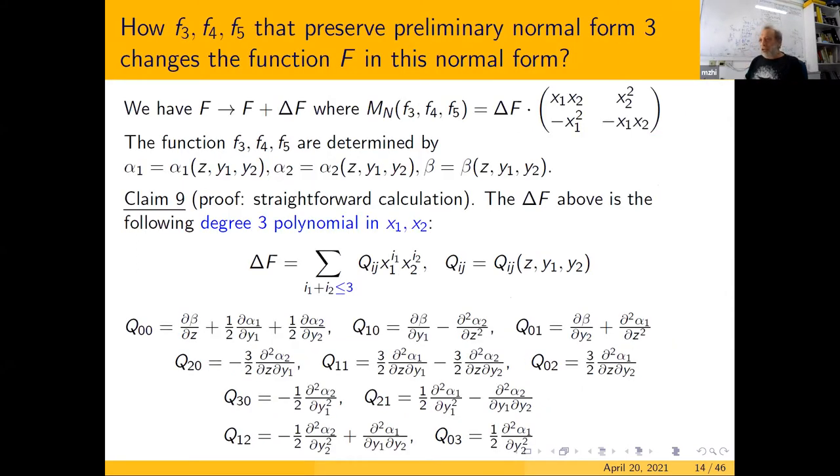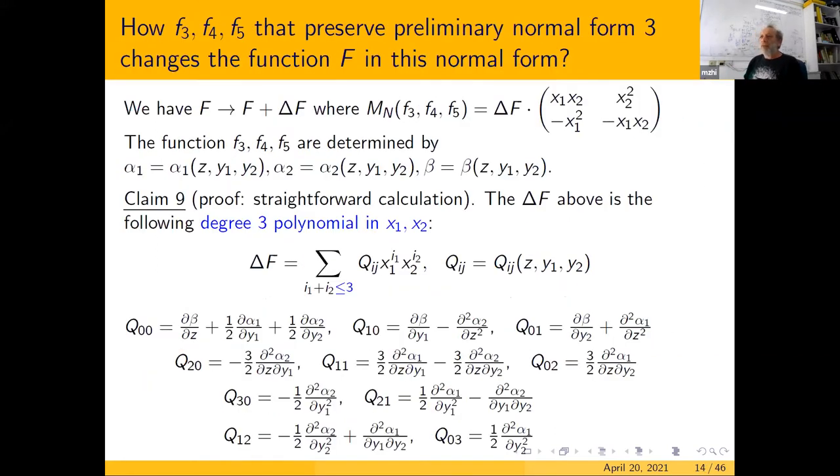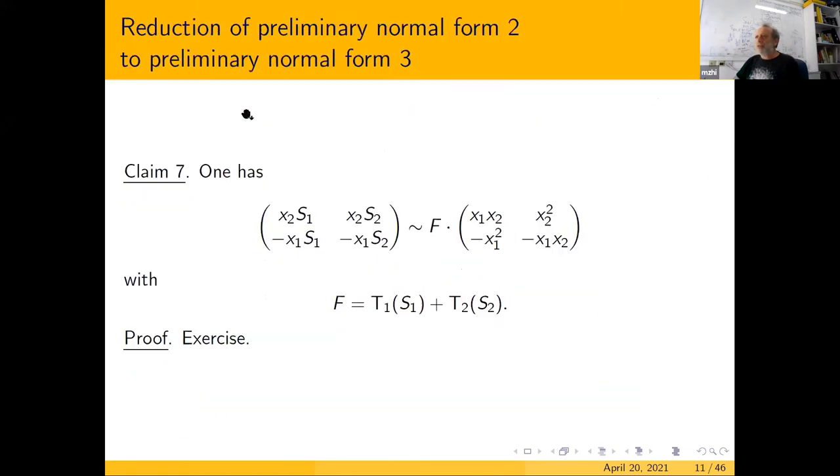Well, and now what can we do with this freedom? So now we have, what normalization is just three functions of z, y1, and y2. And here we have to calculate something. Calculation takes some time, but it is not hard. Then we can replace our F. What is F? This is in normal form three. This is just one function, F.